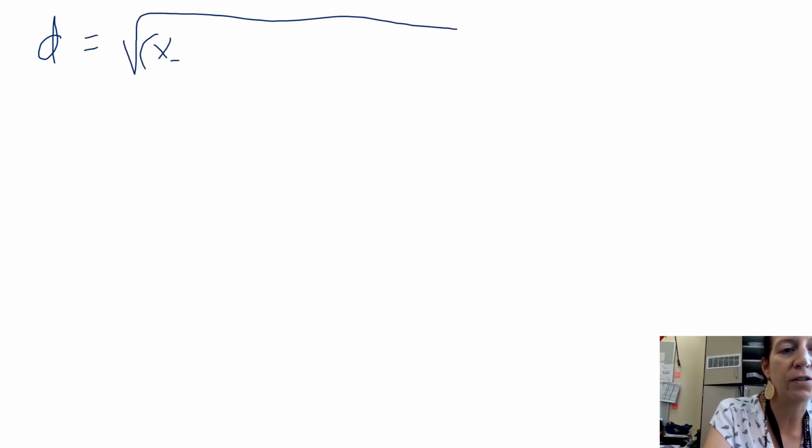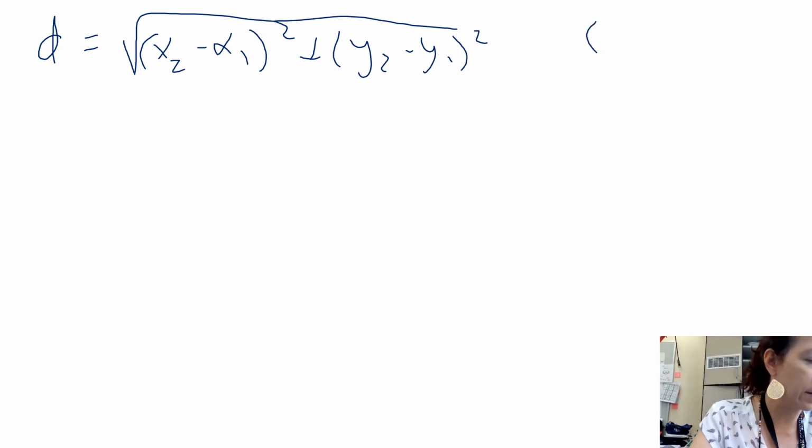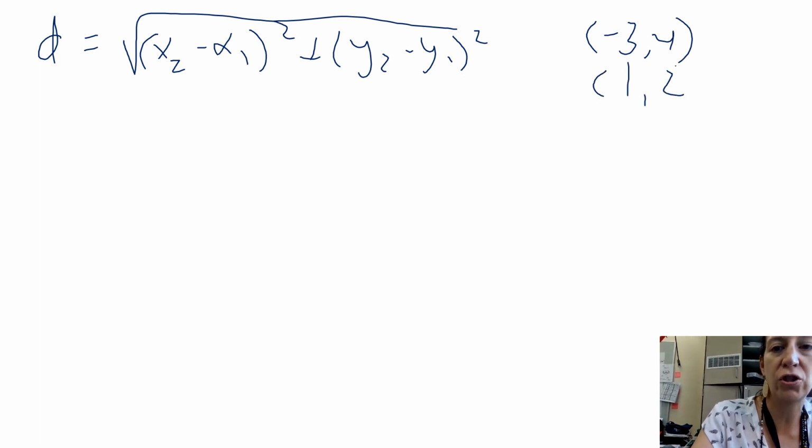Suppose we want to find the distance. So here's our formula. So x2 minus x1 squared plus y2 minus y1 squared. There we go. And we want to find the distance between -3, 4 and 1, 2.